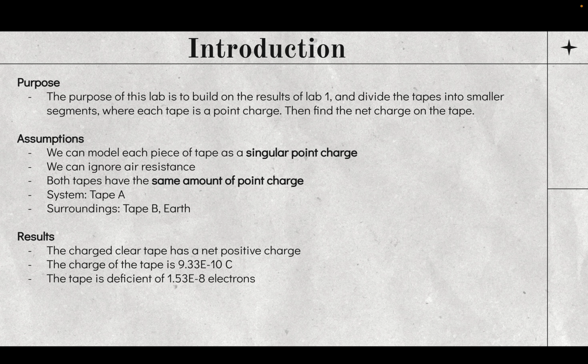Now, for some assumptions, we can assume that each section of the tape is a singular point charge, we can ignore air resistance, and that both tapes have the same amount of point charge. The system would be tape A, and the surroundings would be tape B and the Earth.